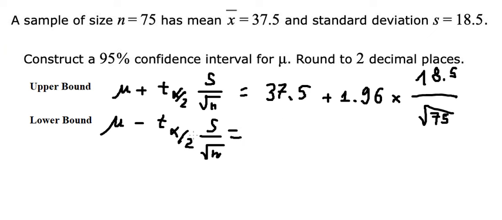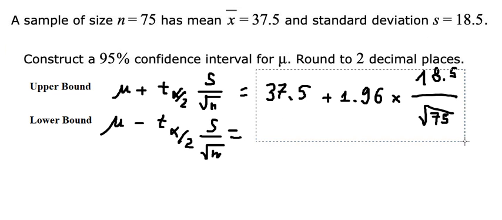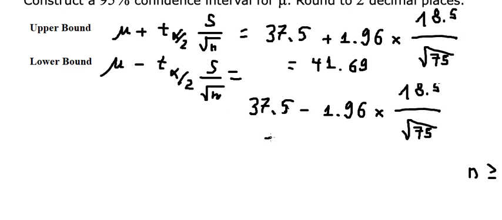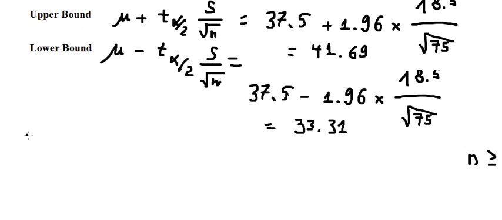Now similar for the second one. So this one we have 41.69, and this one we have 33.31, and the bounds for this one should be like this.